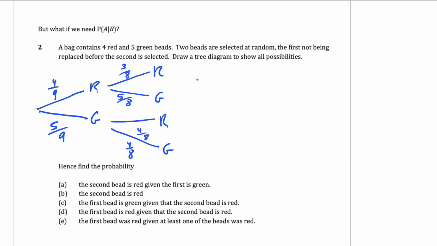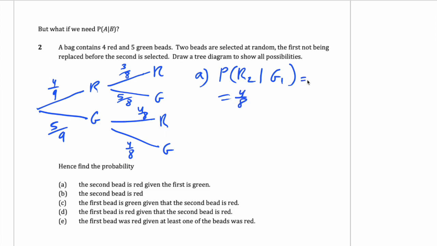So now we can answer some probabilities. Find the probability the second bead is red, given the first one's green. We don't need the formula because given that first one's green, and the second one's red, is just this branch right here. So it's 5/9 times 4/8. Actually, it's not even that, it's just 4/8, right? Given that the first one's green, then we just read this probability right here.